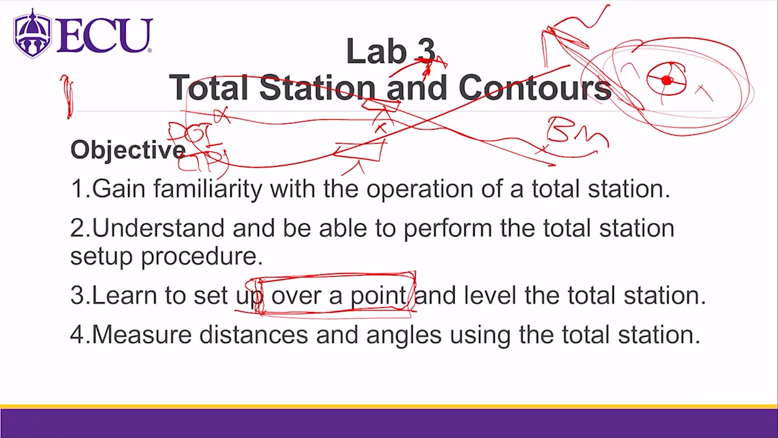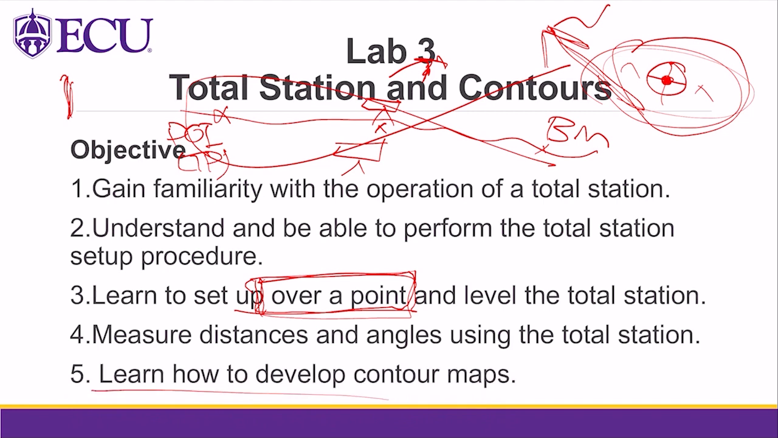Number 4, measure distances and angles using the total station. You see that in a matter of seconds you can measure distances and angles, and you're going to learn how to develop contour maps. So this is something that was added specifically for this lab. You're going to learn how to do that, because the data will be given to you, and then based on the data you're going to develop the maps.